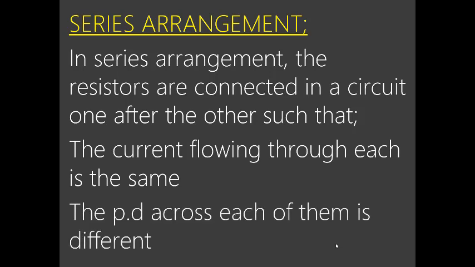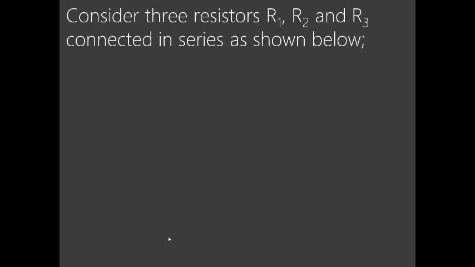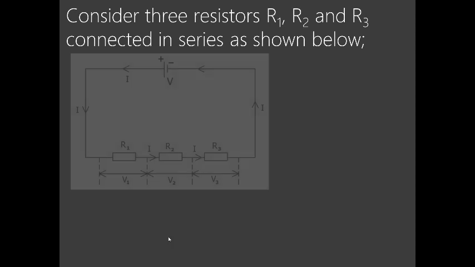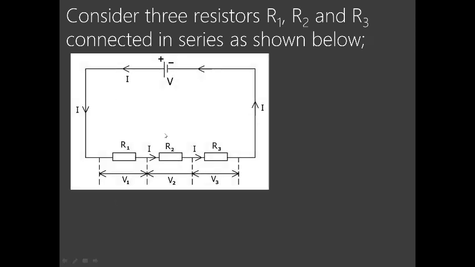And the PD across each of the resistors is going to be different. Better follow through here carefully. You can pause and listen again. You can rewind. So let's look at this example. Consider this example. We have a resistor here, R1. We have R2, R3. 3 resistors, and they are connected in series.